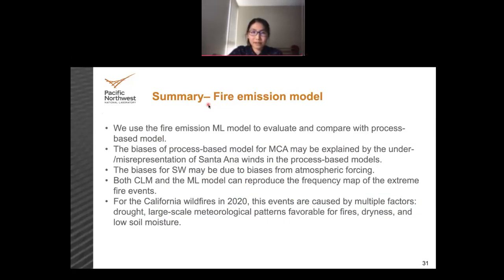Just a summary of the fire emission model. So we developed a fire emission model and tried to evaluate and compare it with the process-based model. And we explain the biases for the process-based model for Mediterranean, California, and the southwestern US. And both CON and the machine learning model can reproduce the frequency map of the fire events, extreme fire events. And we found for the California wildfires in 2020, this event is caused by multiple factors altogether, leading to large wildfires last year.